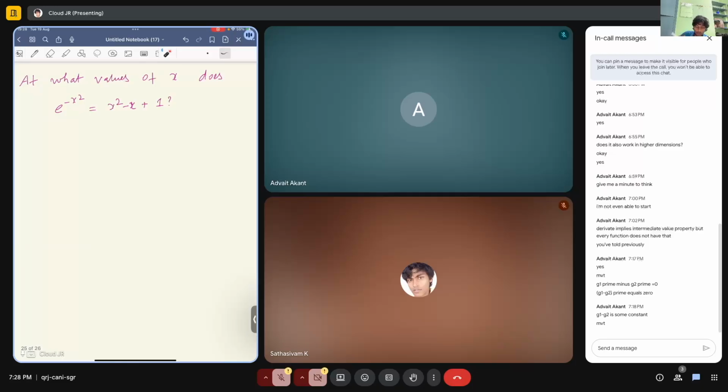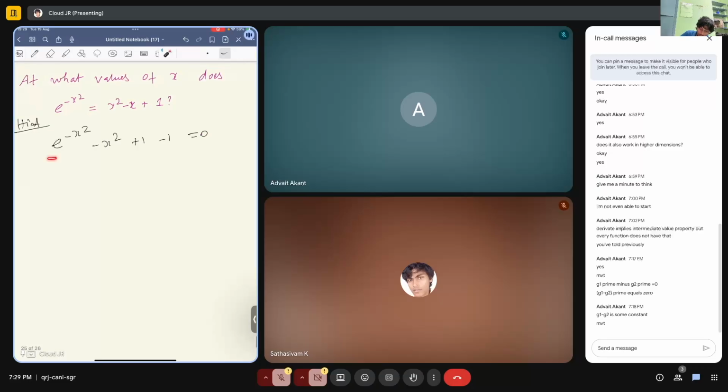Here I'm not going to do the problem because it's from your assignment, but I'll just give you the hint. If you have a problem like that, how do you proceed? It says you have to find the value of x such that these two functions are the same. So what do you do here? The idea is you take it to the other side. This is basically an equation. You have e power minus x square equal to x square minus x plus 1, right? You take it to the other side, and that becomes minus x square plus x minus 1 equal to 0.